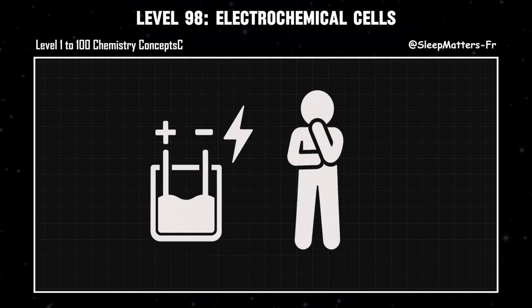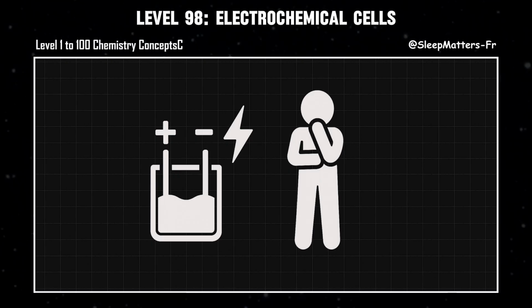Level 98. Electrochemical Cells. Electrochemical cells are not just about creating electricity, they are about controlling it. These cells are devices that turn chemical reactions into electrical energy or turn electrical energy into chemical reactions. They are a two-way street. There are two main types of electrochemical cells. One is the galvanic cell, which you already know. It creates electricity from a chemical reaction.